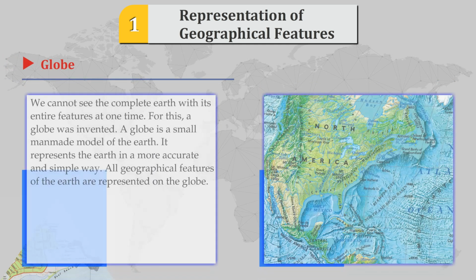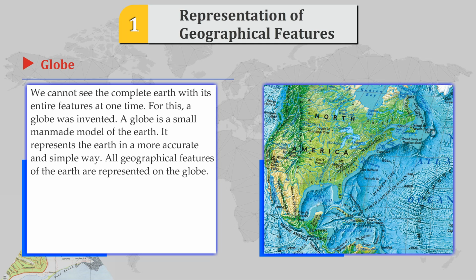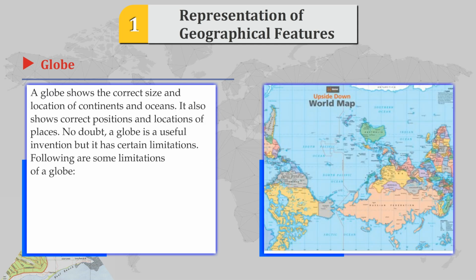Globe. We cannot see the complete earth with its features at one time. For this, a globe is a small man-made model of the earth. It represents the earth in a more accurate and simple way. All geographical features of the earth are represented on the globe. A globe shows the correct size and location of countries and oceans. It also shows correct positions and locations of places.